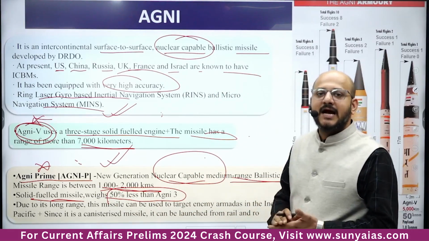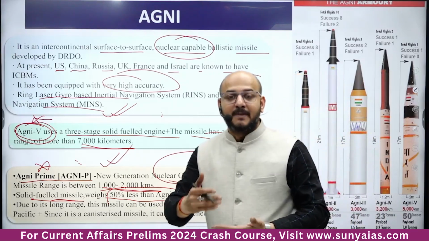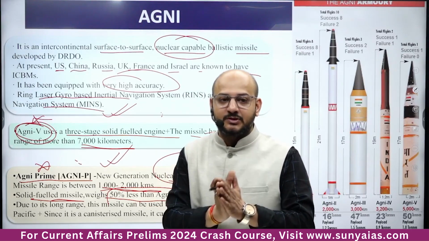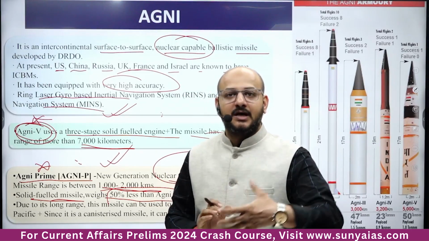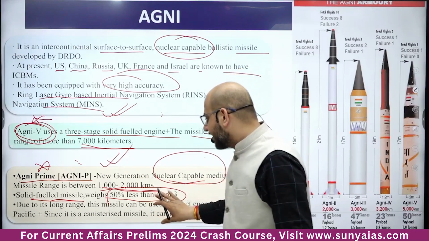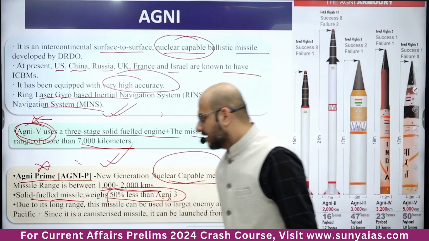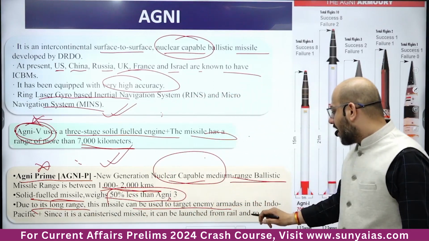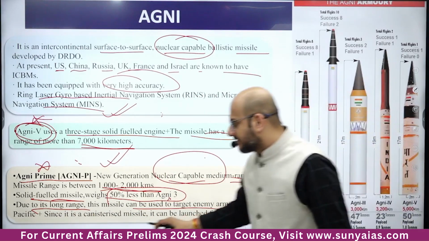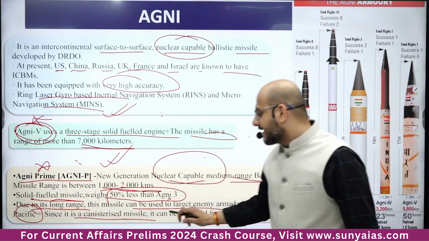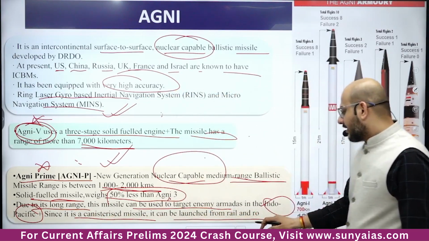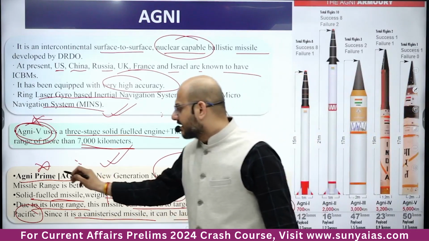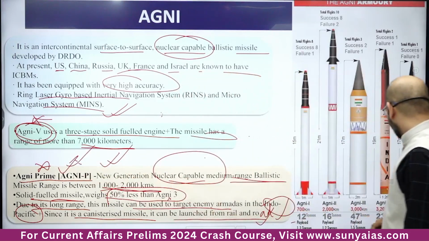So what happens at the border areas, for example, with respect to Pakistan, with respect to China, in case of any warfare, even if we are not going to deploy it with the nuclear weapons, conventional weapons will be used over there. But in that case also, it is good for us to use. Due to its long range, this missile can be used to target enemy armadas in the Indo-Pacific regions also. Since it is a canistered missile, it can be launched from rail and road also. These are the benefits Agni Prime is going to put forward. Okay.